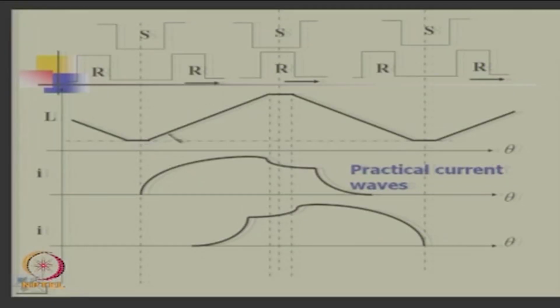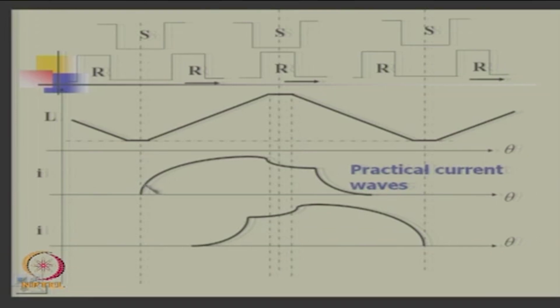So, what you notice here is, if this is the variation of inductance, the current waveforms invariably switch a little earlier than this, switched earlier than it goes to positive gradient. So, that is why there is overlap, etc.